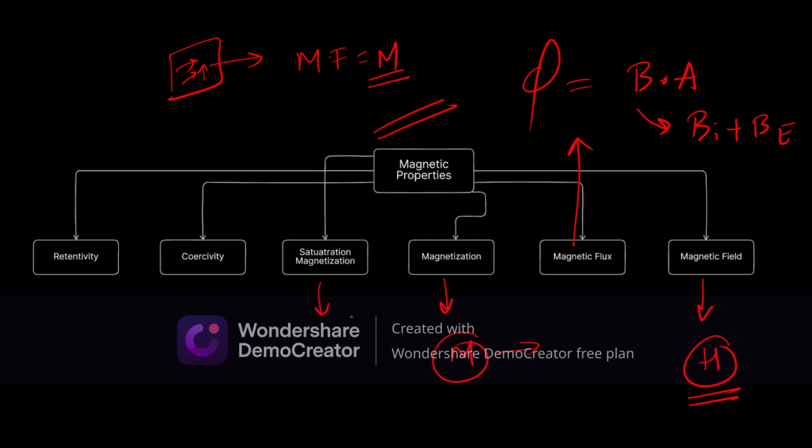Saturation magnetization is the maximum value of magnetization, and these two terms are very important: retentivity and coercivity. Retentivity is nothing but the residual magnetization which is present inside the material after removal of H, and coercivity is nothing but resistance to demagnetization. So how our material is resisting the demagnetization is given by coercivity. These two are very important, and among them, coercivity is what we need in our material. Further, I will explain more about it.